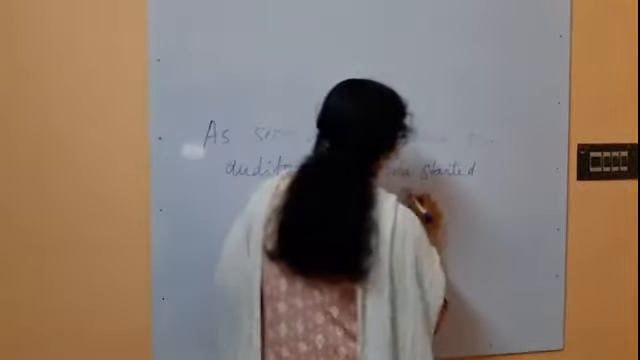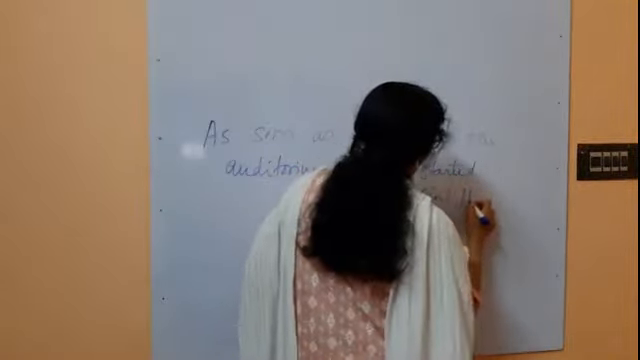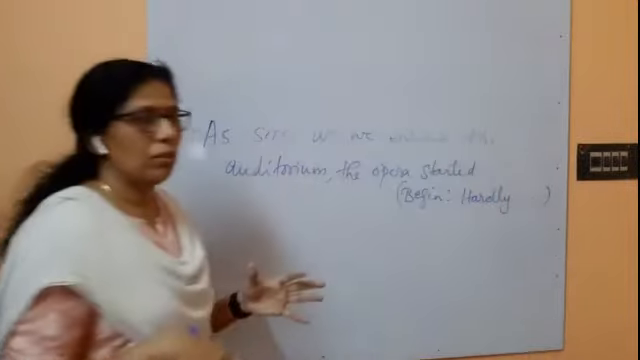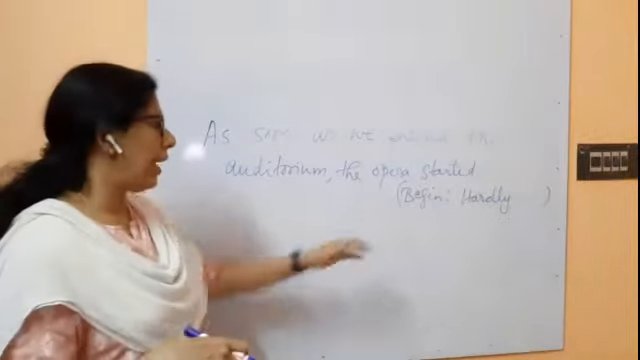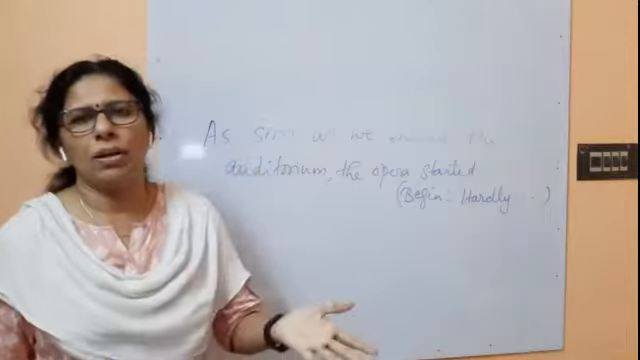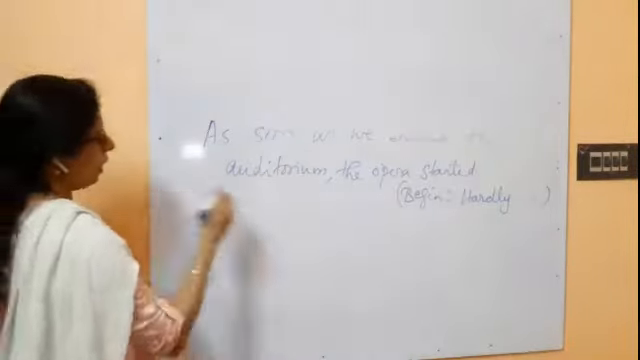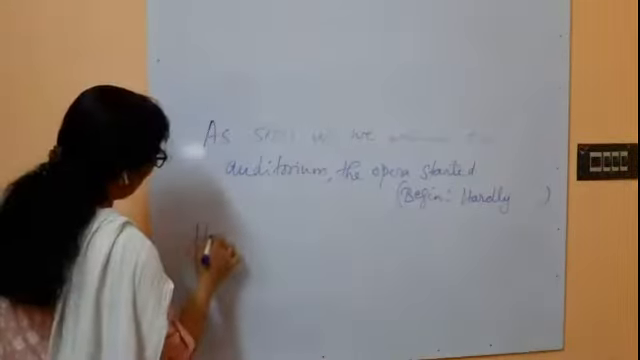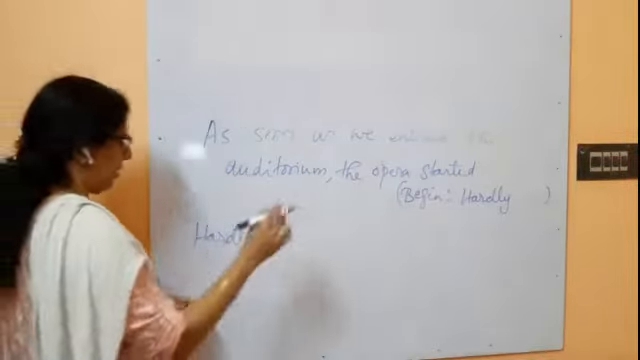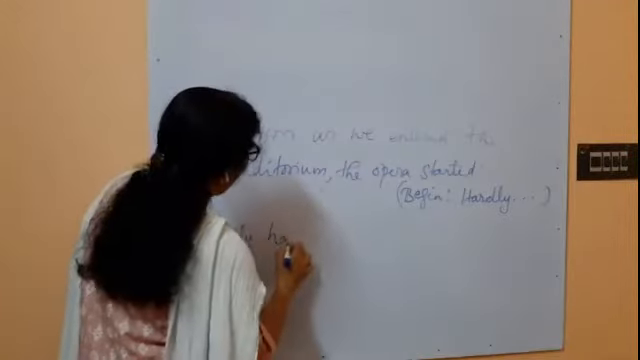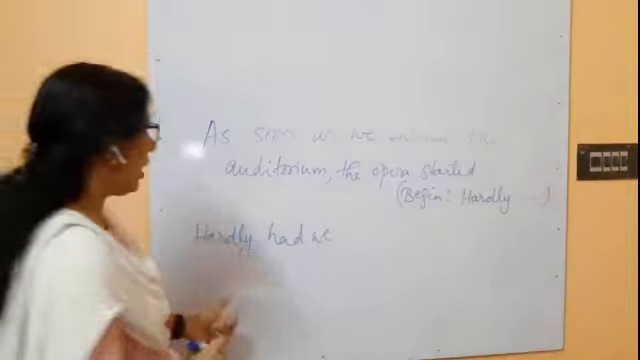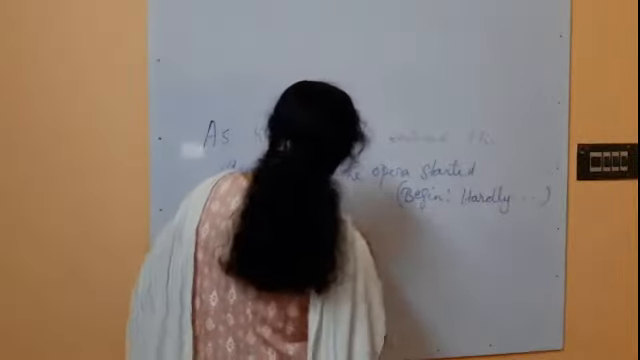So here you have to begin with hardly. We know that no sooner will be followed by did plus base form, and hardly will be followed by had plus V3, and the other part will be when or before. If you are asked to begin with hardly, you should begin with hardly itself. Hardly had. Don't write hardly we had entered. Hardly had we entered.